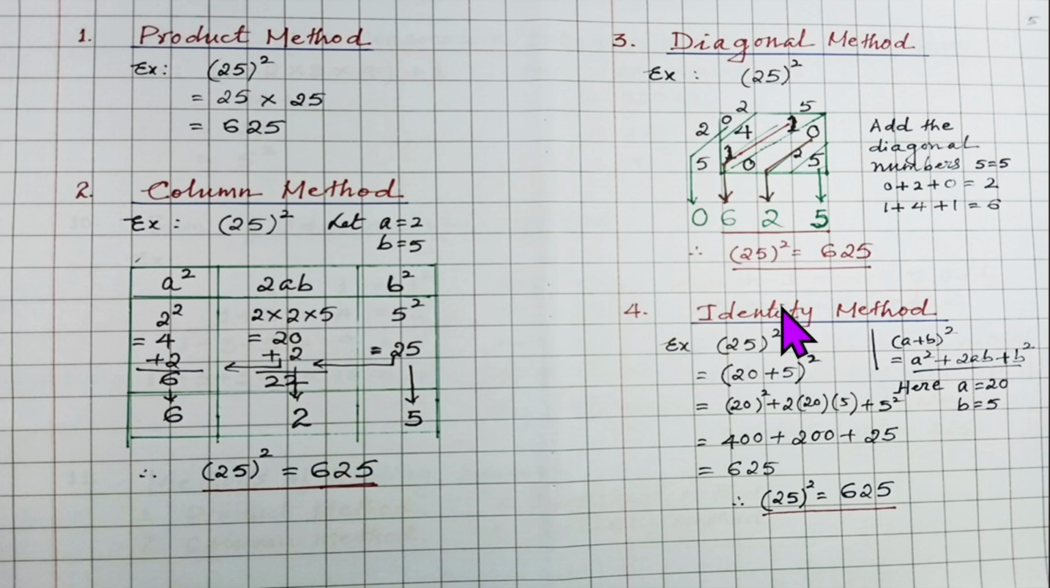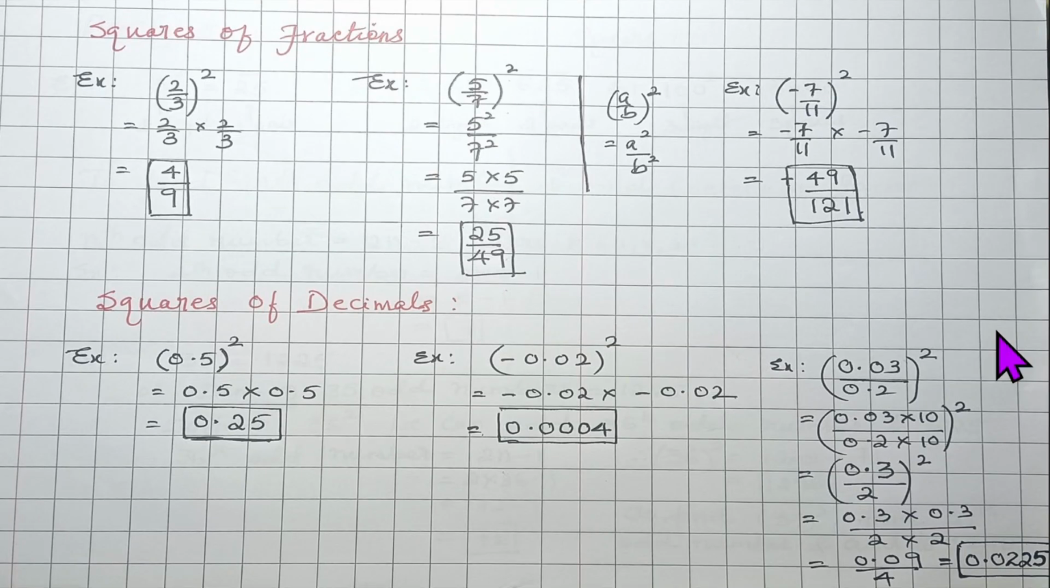Now the fourth method, again with 25 square. Here you use an identity. The identity is (A plus B) whole square, which you have learnt in algebra, that is A square plus 2AB plus B square. Here A is 20 and B is 5. Substituting, we get 20 square plus 2 into 20 into 5 plus 5 square. 20 square is 400, 2 into 20 into 5 is 200, and 5 square is 25. Add, we get 625. Generally we use the product method; the column and diagonal methods are rarely used, but the identity method is definitely also a very convenient method to find the squares of numbers.